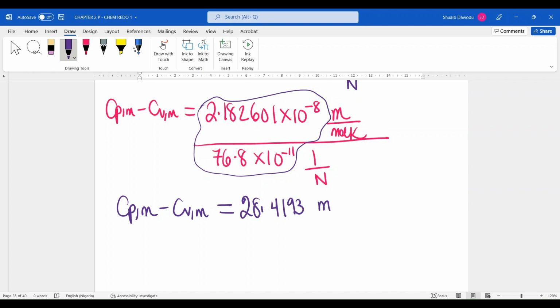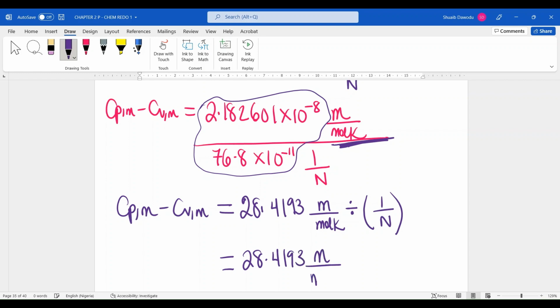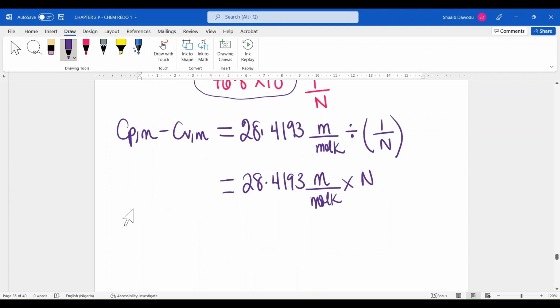We know we have meter per mole Kelvin, and then you say divided by, because of this huge division line, 1 over Newton, which is the same thing as saying 28.4193 meter per mole Kelvin times Newton. So you end up with CP,m minus CV,m to be 28.4193 Newton meter per mole Kelvin. So that's basically the answer.